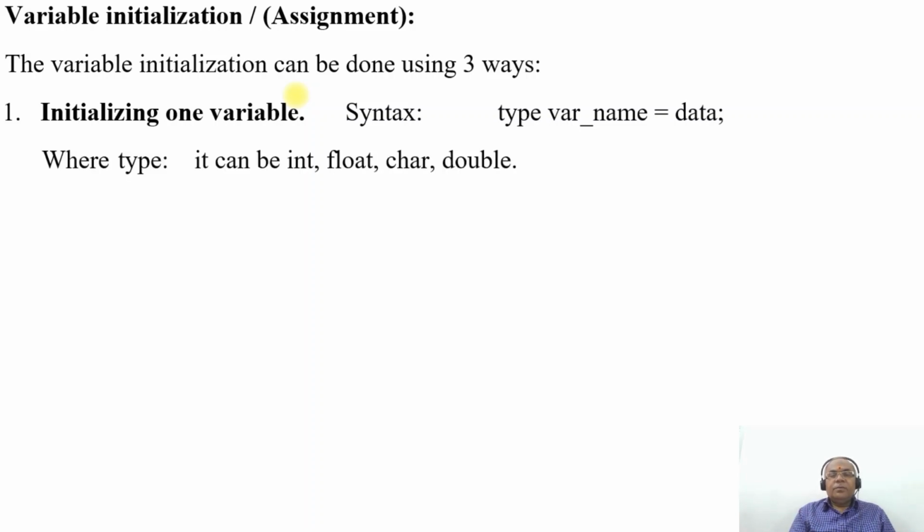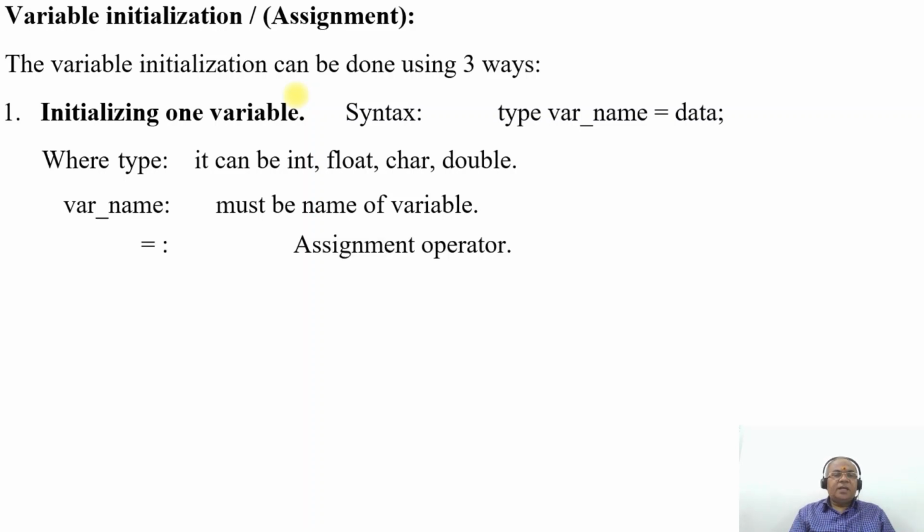So what data type can you have? It can be an int, a float, a char, or a double. The variable name must be the name of the variable, and what is the data? The equals sign is an assignment operator, and data is the value to be stored in that memory location. So that is the meaning of this.